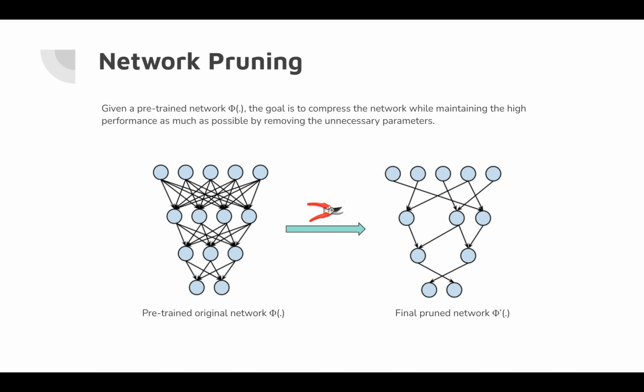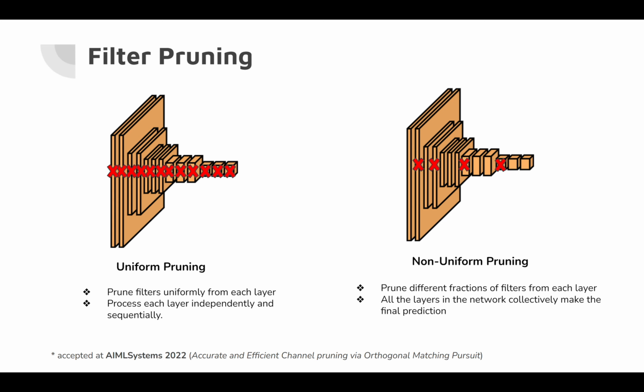Given a pre-trained network, the goal of network pruning is to compress the network by removing redundant parameters. Uniform pruning removes the same percentage of filters from each layer of the network. It does not take into account the varying importance of filters across different layers, which can lead to suboptimal performance. On the other hand, non-uniform pruning removes a different fraction of filters from each layer.